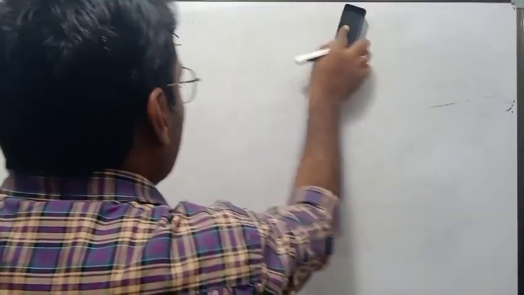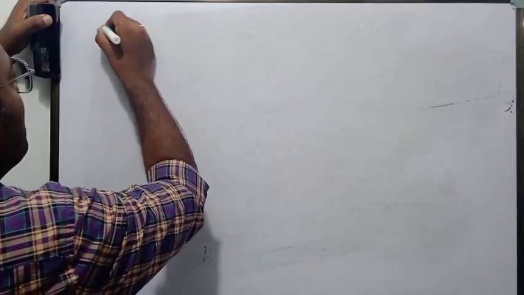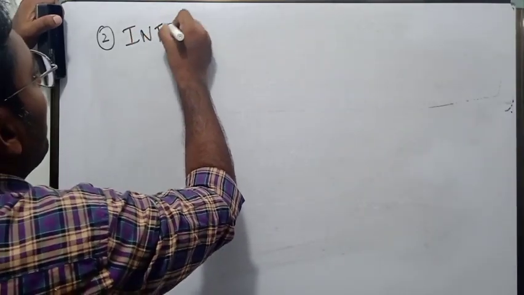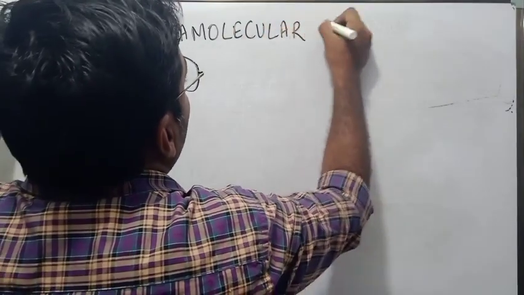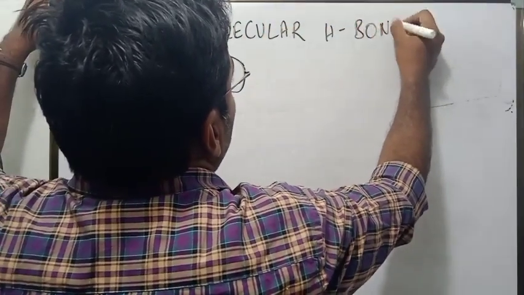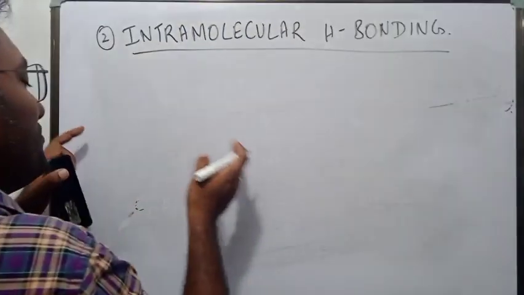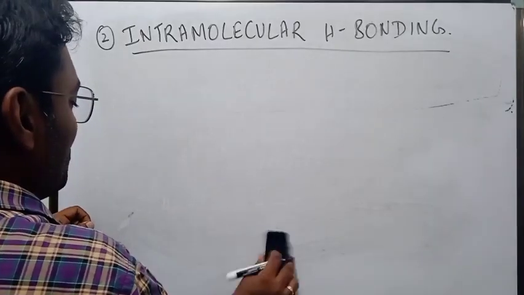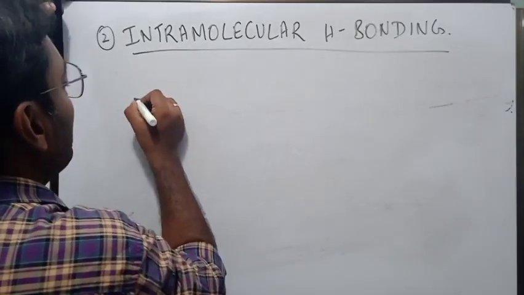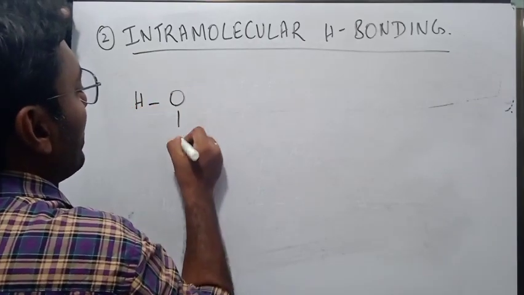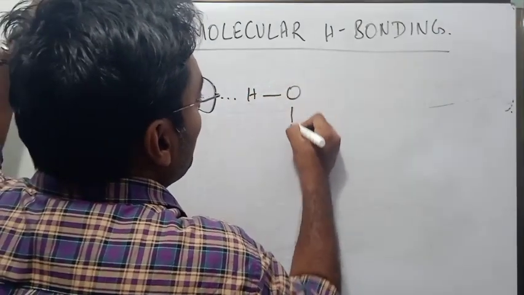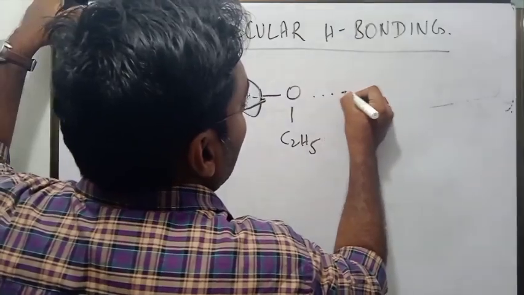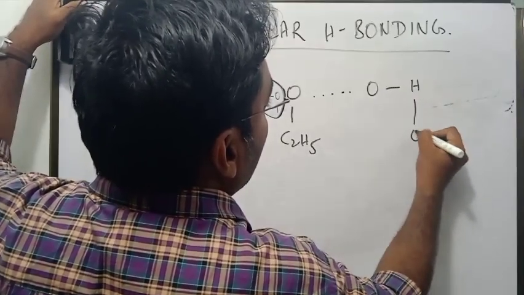Now let us look at the second type of hydrogen bonding, which is intermolecular hydrogen bonding between molecules of two different compounds. The name itself suggests it. It is the bonding between molecules of two different compounds. Let us see. HOH, right? And HOC2H5. Look how water and alcohol mix with each other.